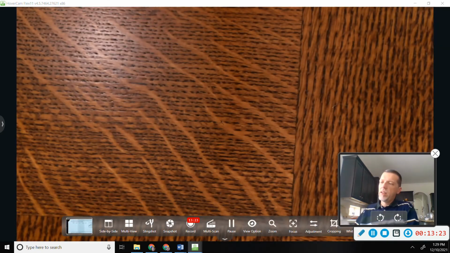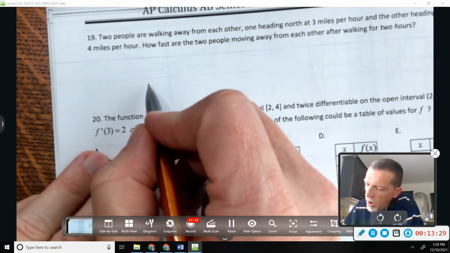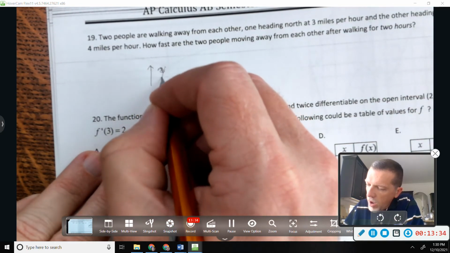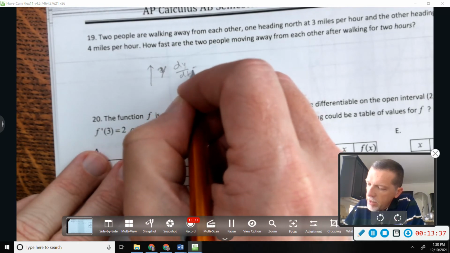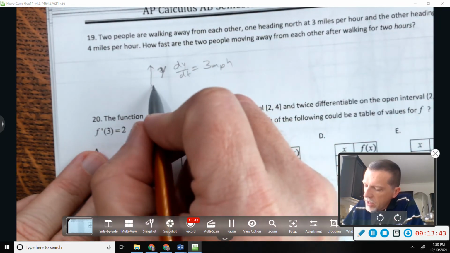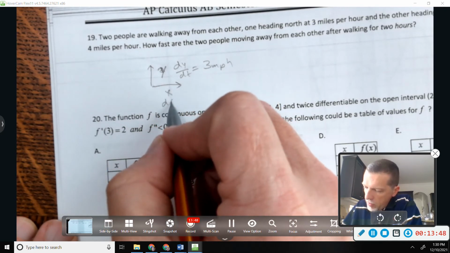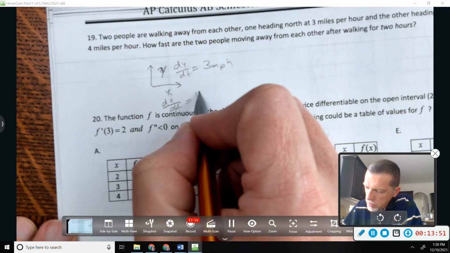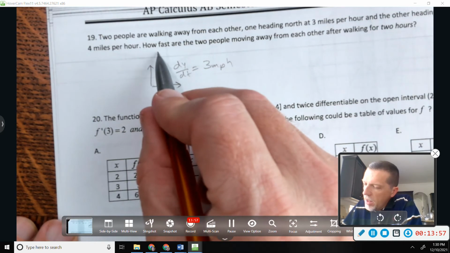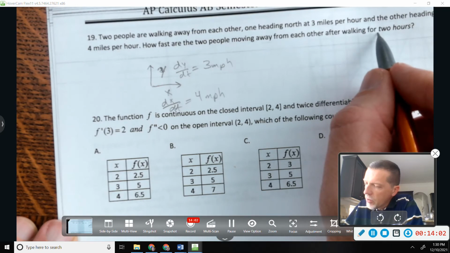Number 19. Two people are walking away from each other. One heading north at 3 miles per hour. Let's just call that y. So dy/dt equals 3 miles per hour. The other heading east. Let's see, east would be this way. At 4 miles per hour. Maybe a 3, 4, 5 triangle somewhere in here. Maybe not. How fast are the two people moving away from each other after walking for 2 hours?